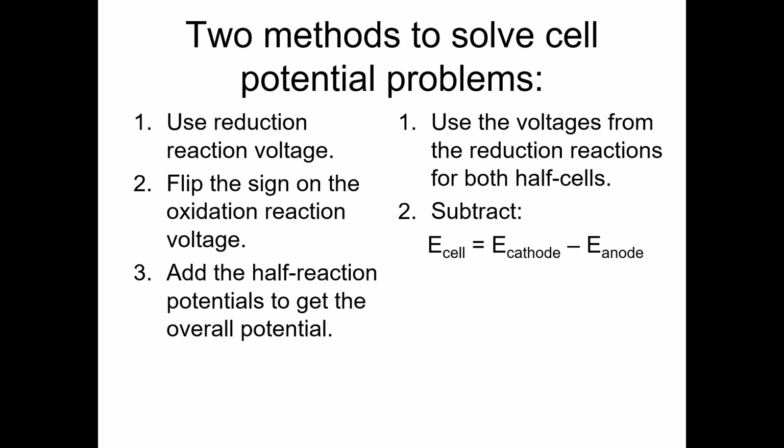Method 2, we have an equation. Our cell potential is equal to potential of the cathode minus potential of the anode. So our cathode has our reduction reaction, our anode has our oxidation. So in this case, we would take our silver minus our nickel, the values directly from the table without changing anything, to get our E cell.